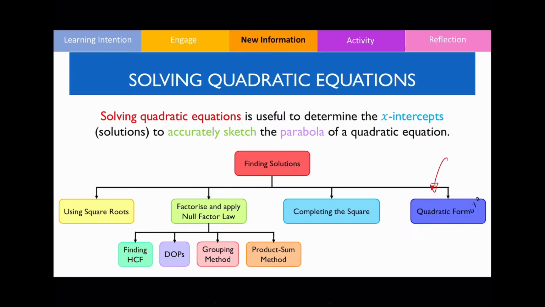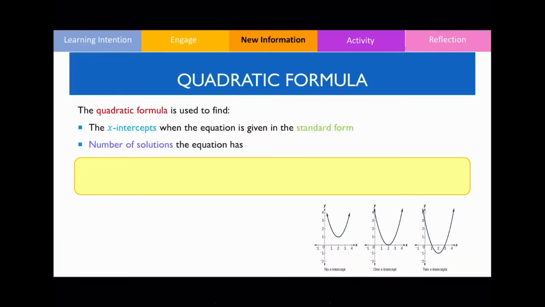So what is the quadratic formula? Well, it's a technique for us to find the x-intercepts when the equation is represented in the standard form. What I mean by that is when it's in this particular form here. And it also tells us the number of solutions, meaning the number of x-intercepts as well. So what does the formula look like?